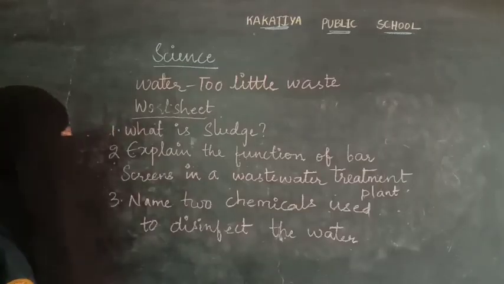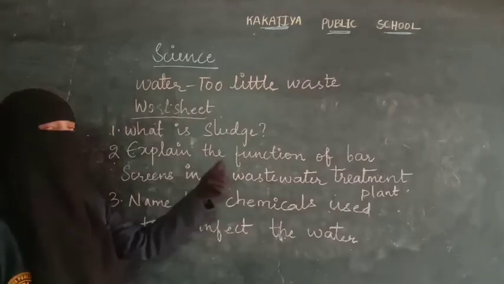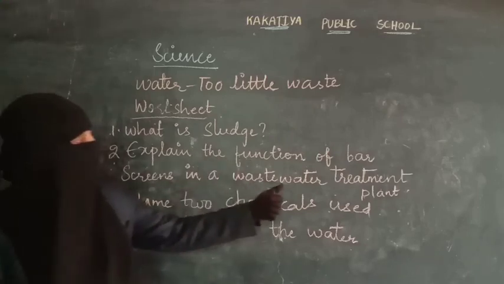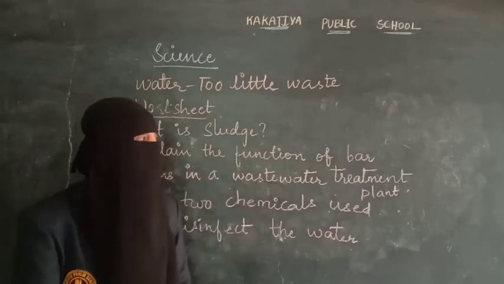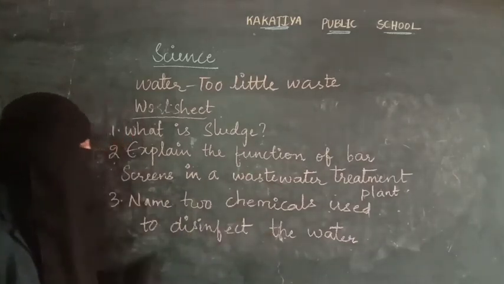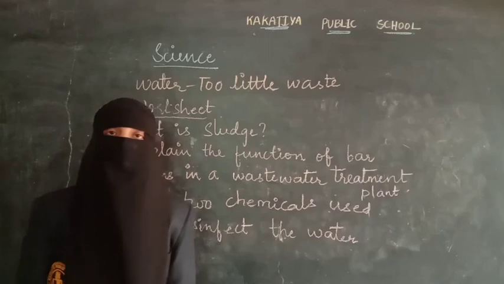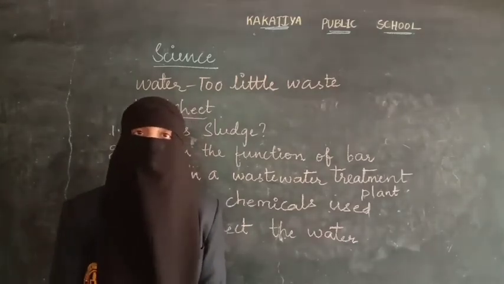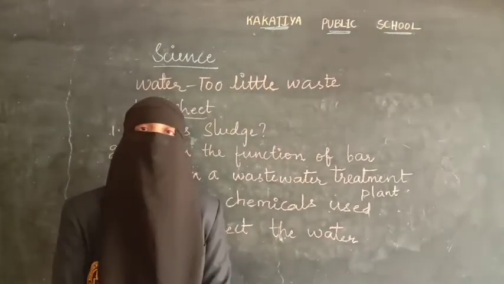Students, your worksheet: what is sludge? What is meant by sludge? You have to write first. Explain the function of bar screens in a wastewater treatment plant. I have just explained it now. Listen carefully and answer this question. Name 2 chemicals used in disinfecting the water. The 2 disinfectants which we have used to disinfect the water, those names you have to write here.